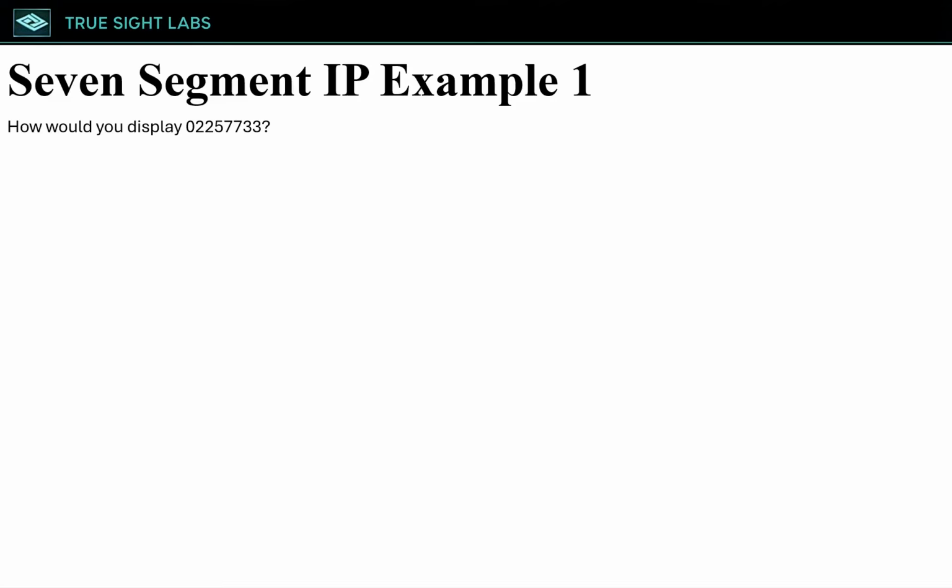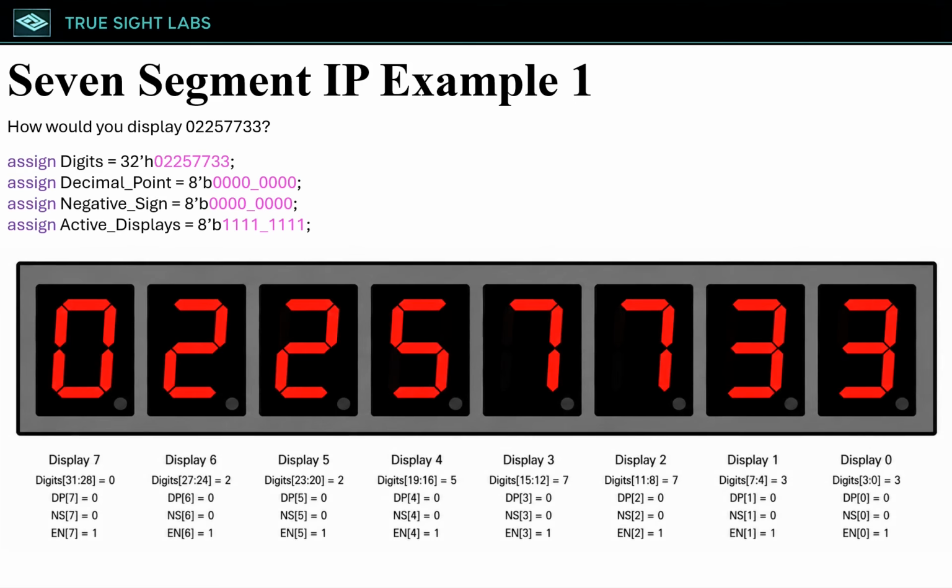So as an example, let's think about how we can use the IP block to display 0, 2, 2, 5, 7, 7, 3, 3 on the 7 segments. I recommend pausing the video and seeing if you can figure out how the 4 inputs of the IP block need to be driven. Alright, so this is how we would need to drive the 4 inputs.